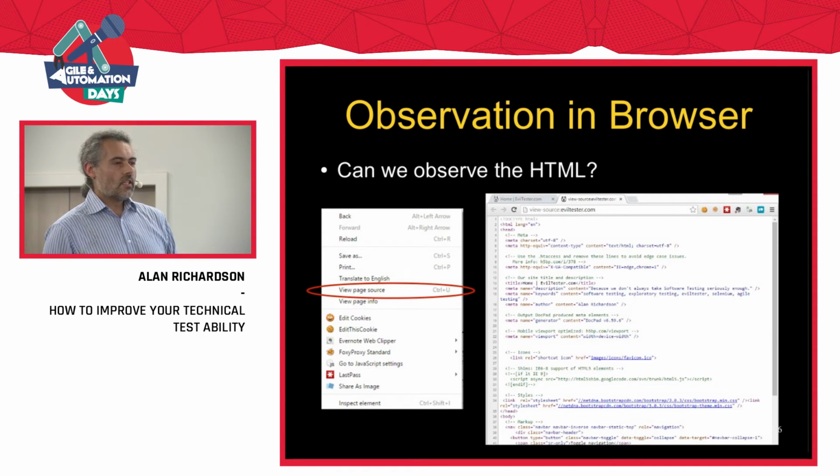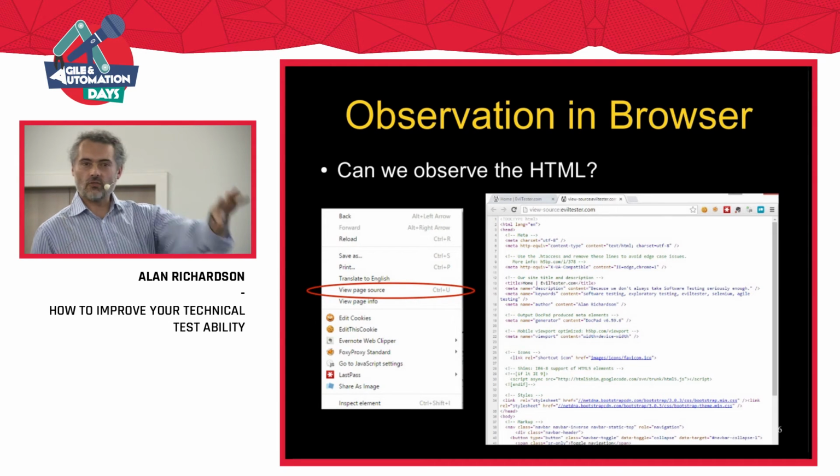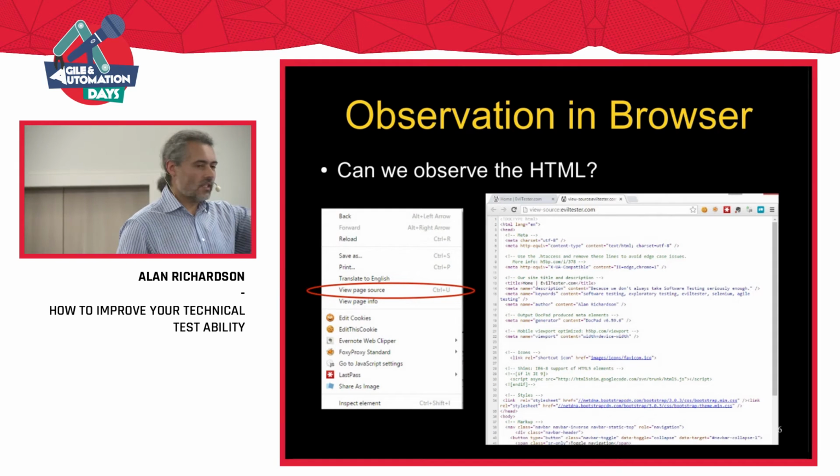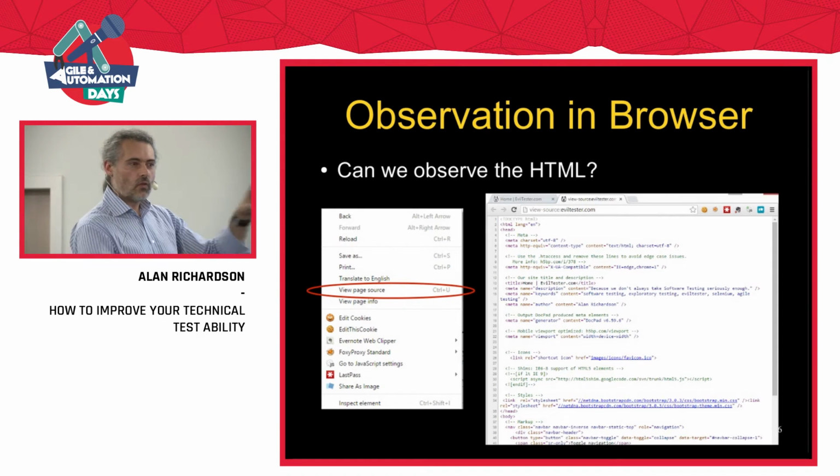So how can we observe the HTML? Starting at the most basic level, if this is a web application and I want to observe things, how can I observe the HTML? Well, I can look at the page source. The page source will give me an image of the HTML. Now, I appreciate that you can't read it, right? But what this is showing me is a syntax view of the web page.